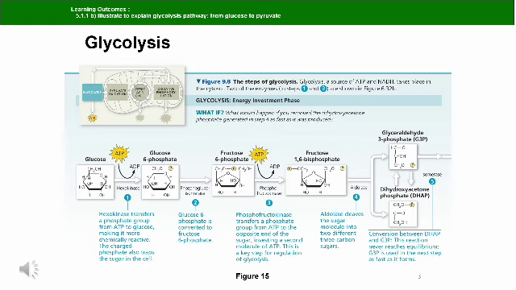Fructose 6-phosphate is phosphorylated by ATP, forming fructose 1,6-bisphosphate, catalyzed by phosphofructokinase. Step 5. Isomerization. DHAP is isomerized to glyceraldehyde 3-phosphate. As a result, two molecules of G3P are produced during the energy investment phase. Glyceraldehyde 3-phosphate is used in the next step.